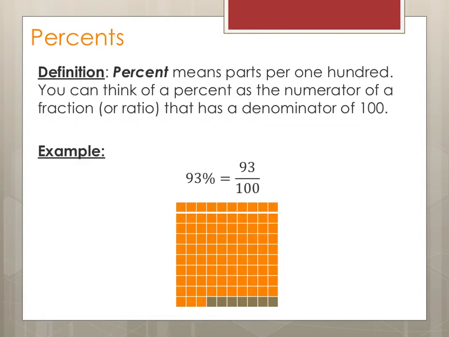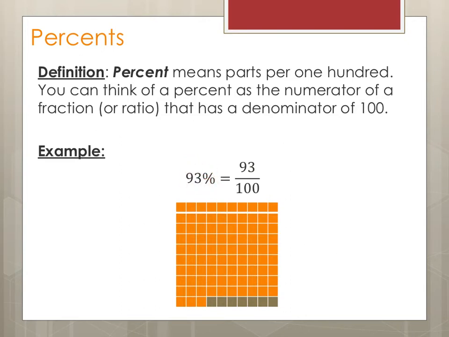We'll start with the definition of percents. Percent means parts per 100. So we can think of a percent as the numerator of a fraction that has a denominator of 100. In this example we have the percent 93%, and we think of that as the fraction 93 over 100. So the numerator, the top part, is the percent part, and we add that percent sign.